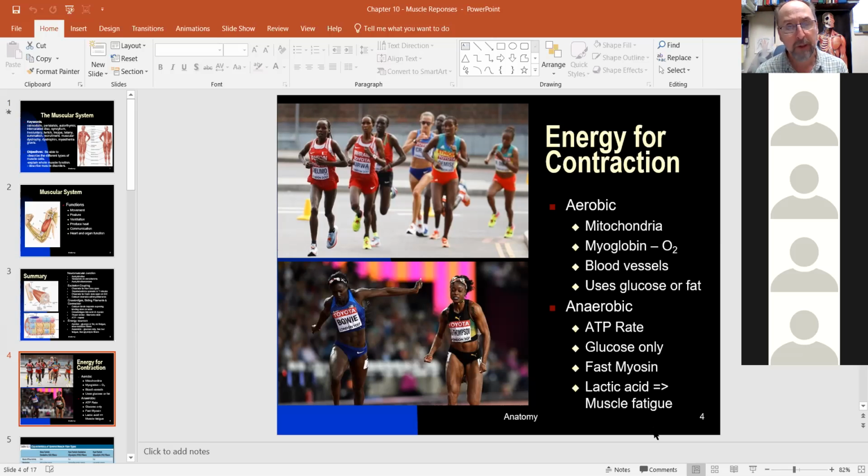However, they can only use glucose as a source of energy because that glucose has to fit in this chemical pathway. Fat can't. They're producing tons of lactic acid. Their muscles will fatigue. Okay, they just cannot go much farther. Their muscles will burn, and they just won't contract.